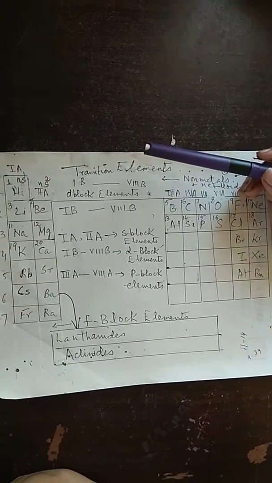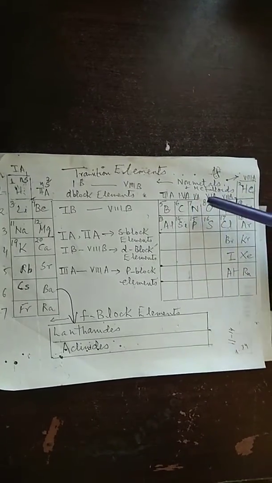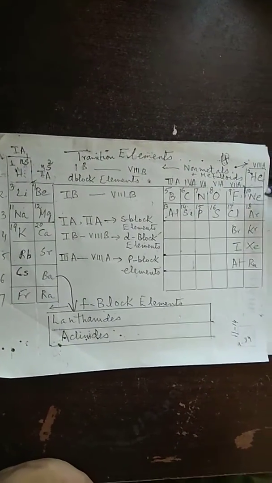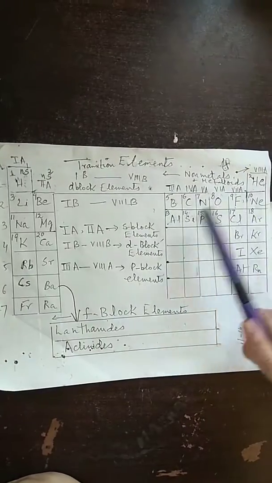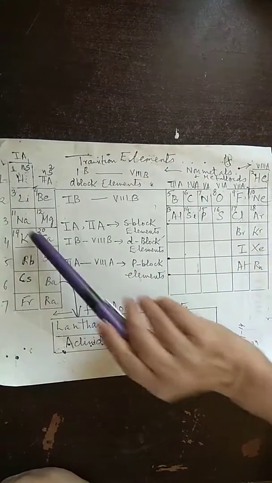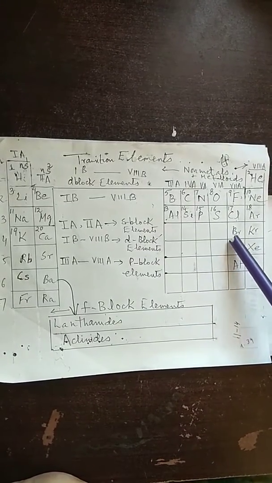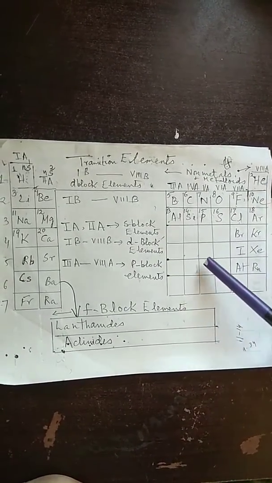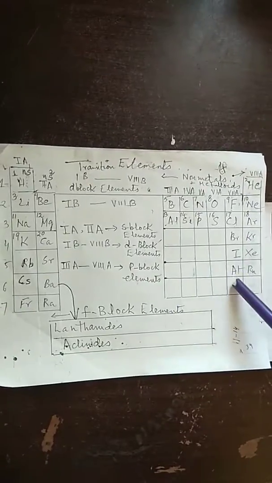Now, that is 1A, 2A, 3A, 4A, 5A, 6A, 7A, and 8A. These are known as the main or representative elements, because their properties are represented by the valence electrons. What are the valence electrons? The electrons present in the outermost shell of the atom.